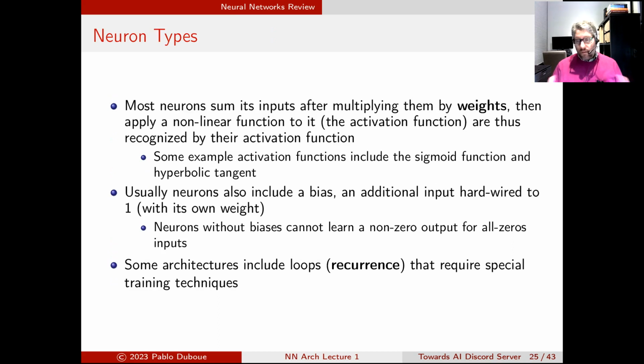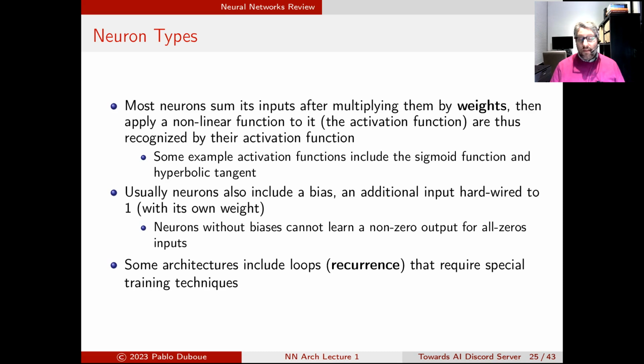And part of the issues with topology is what type of neurons are out there. Most neurons sum its input after multiplying them by weights and then applying a nonlinear function to it. That's called the activation function. And so the neurons are normally recognized by the type of activation function they use. Examples include the sigmoid function or the hyperbolic tangent. And usually neurons also include a bias, an additional input that is hardwired to 1 and receive its own weight.